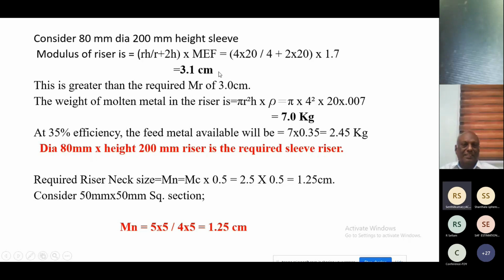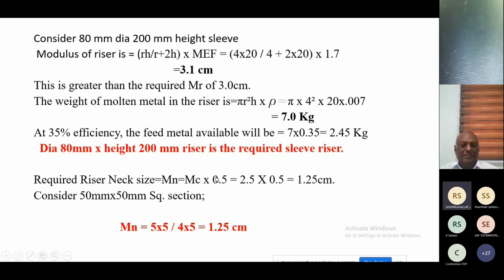Now we have to consider the feeding efficiency. Weight of molten metal in the riser comes to 7 kg. At 35% efficiency, the feed metal available will be 7 into 0.35, 2.45 kg. Whereas we require only 1.616 kg. So this satisfies both the conditions. Diameter 80 mm into height 200 mm riser is the required sleeve riser.